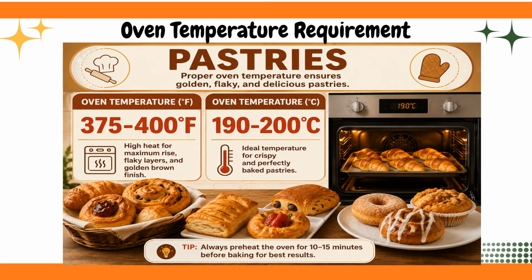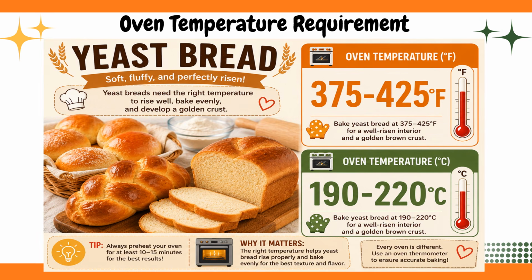Pastries. Proper oven temperature ensures golden, flaky and delicious pastries. The oven temperature must be from 375 to 400 degrees Fahrenheit or 190 to 200 degrees Celsius. Yeast bread. Soft, fluffy, and perfectly risen. Yeast breads need the right temperature to rise well, bake evenly, and develop golden crust. The oven temperature must be from 375 to 425 degrees Fahrenheit or 190 to 220 degrees Celsius.